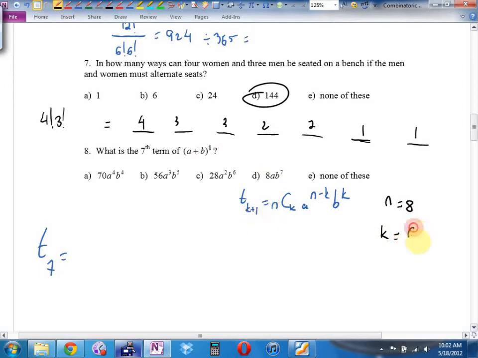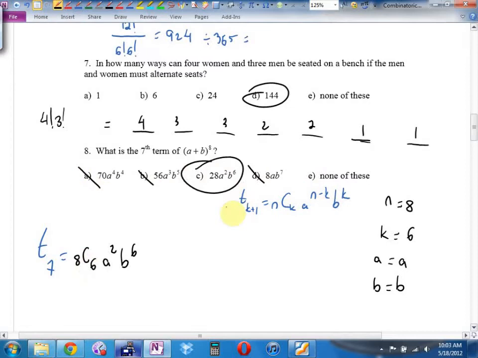6. Nice. A, strangely enough, Holly, is A. B, strangely enough, is B. But if it was something else like that, so it's going to be 8 choose 6, A to the n minus k, 2, B to the 6th. I said, well, that's wrong, that's wrong, that's wrong, sorry, it might be none of these. Then I typed in 8 choose 6, and I said, it is C.